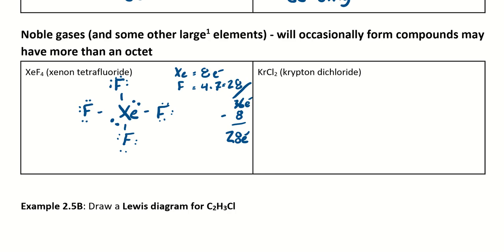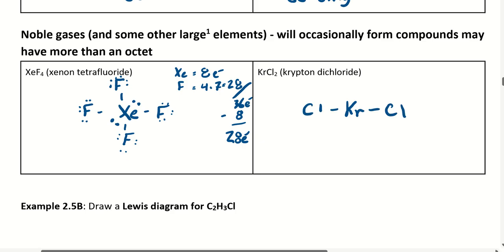KrCl2. Let's see what's going on here. Kr, Cl, Cl. Okay. And we have 8 plus 2 times 7. 2 times 7 is 14. 14 plus 8 is 22 electrons to place. I already have 4 electrons placed, right? So I have another 18 electrons to place here.